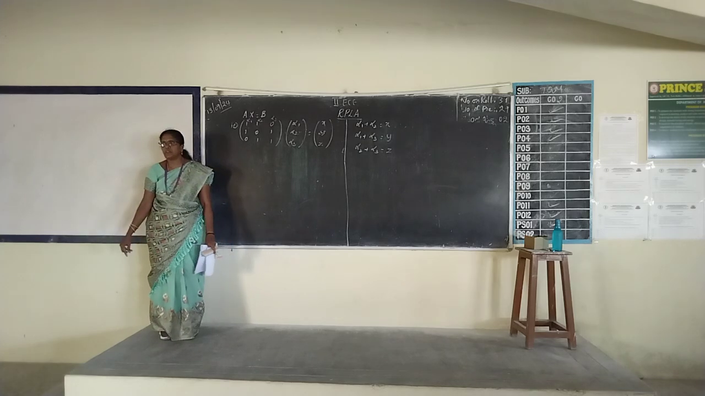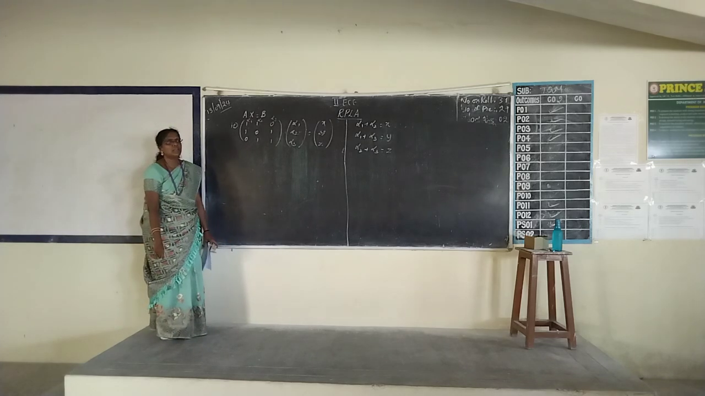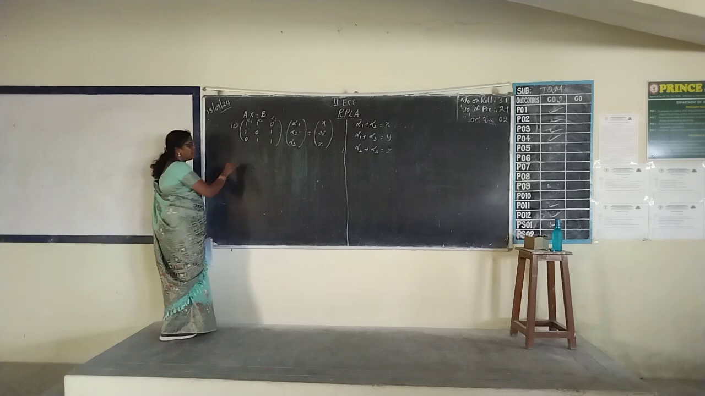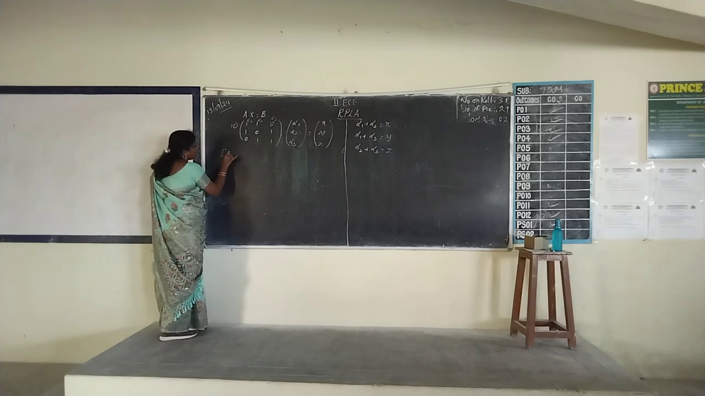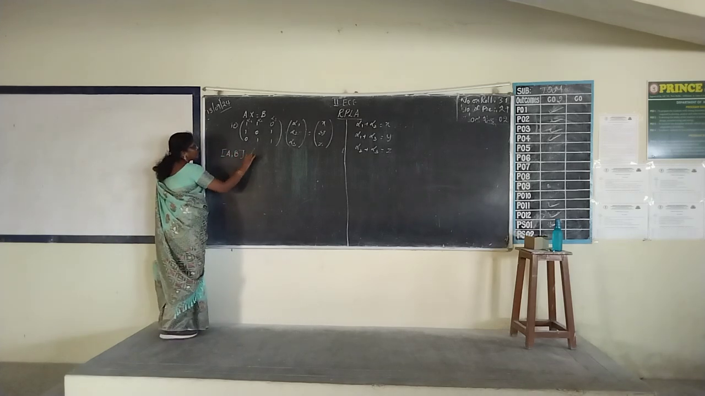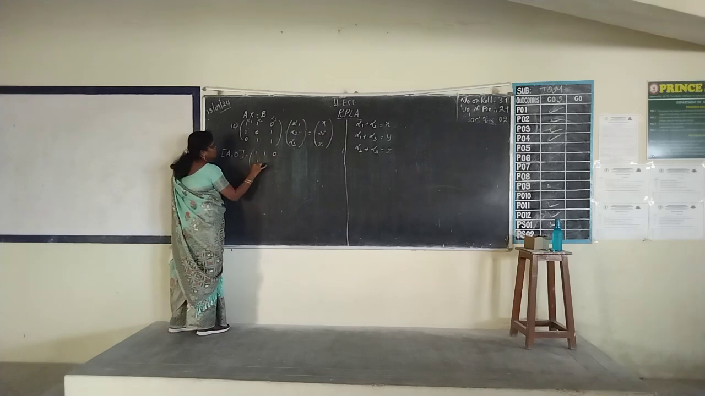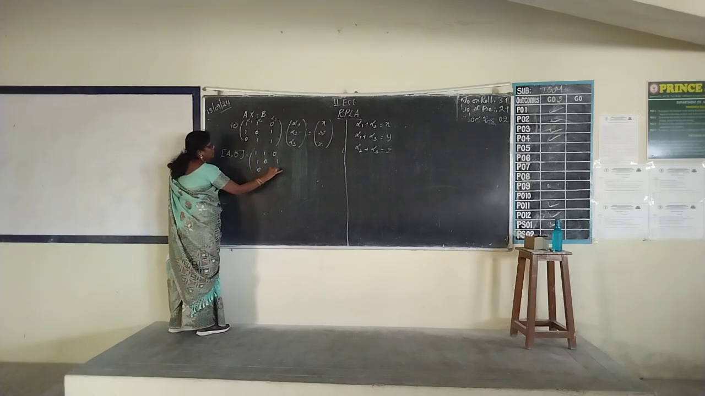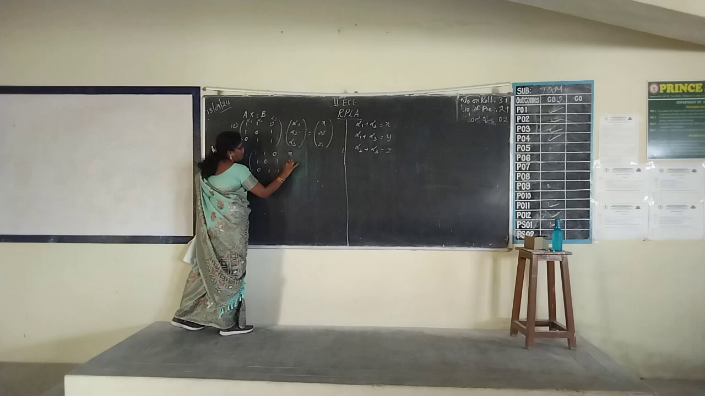So what is the next step we have to do? Augmented matrix A, comma B. Combine A with B. Augmented matrix A, comma B. So 1, 1, 0, 1, 0, 1, 0, 1, 1, and x, y, z.